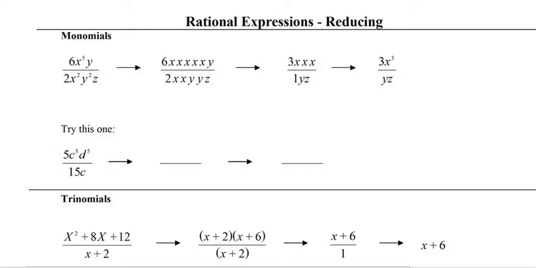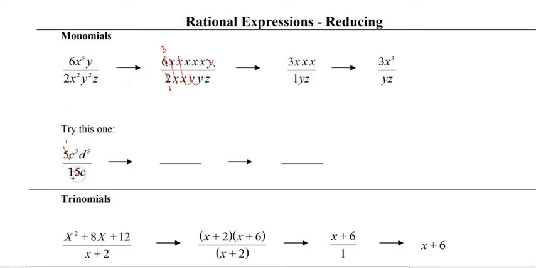Alright, this is rational expressions reducing, and we reduce just like we would in any normal fraction. So if we were to expand all this, we would just cancel, cancel, cancel, cancel. Right? And then multiply what we have for our final answer. Alright? So that's all we have to do with all these fractions, is we're going to reduce.